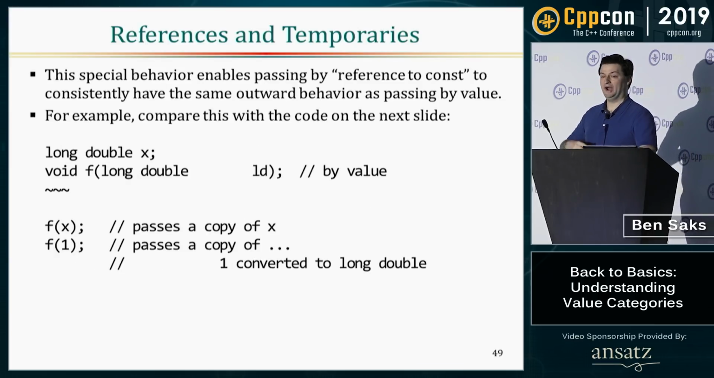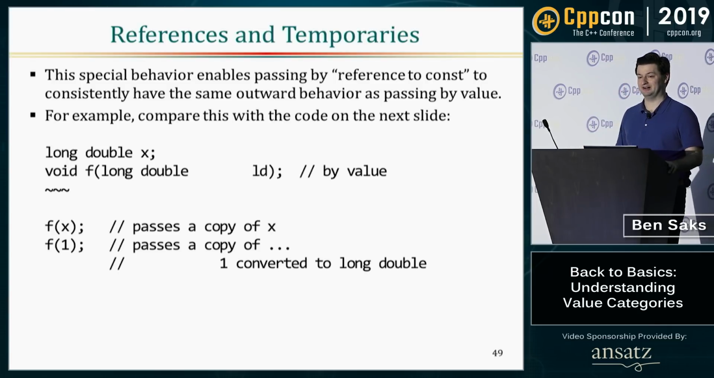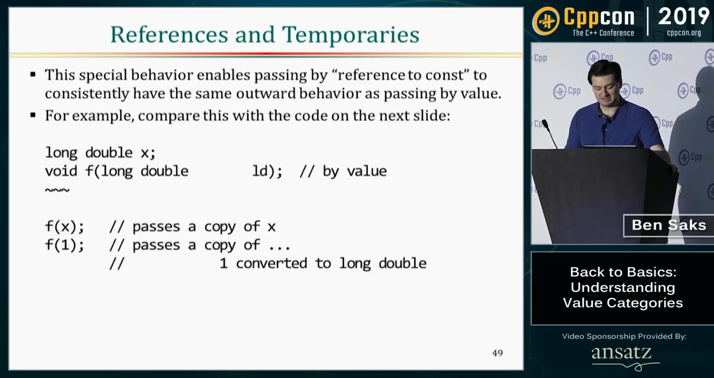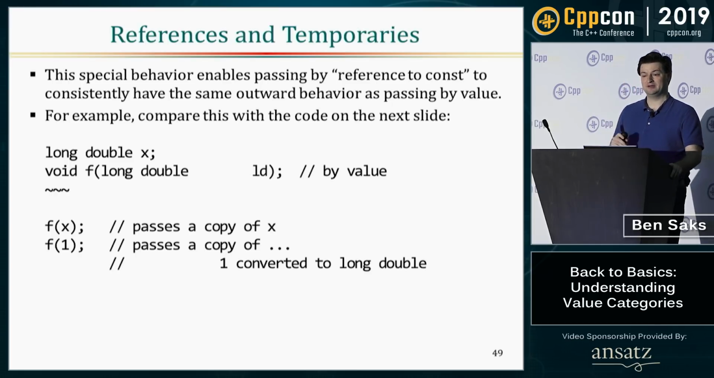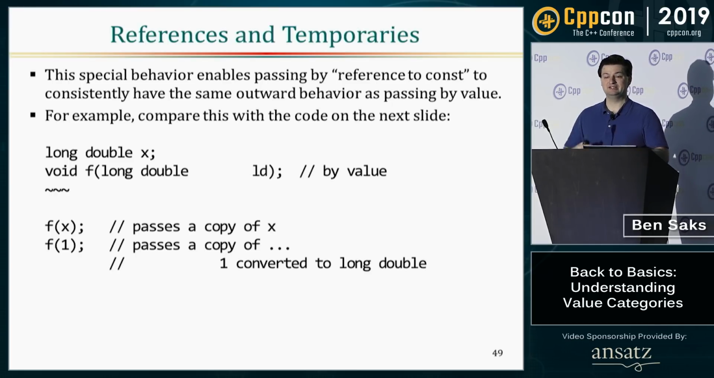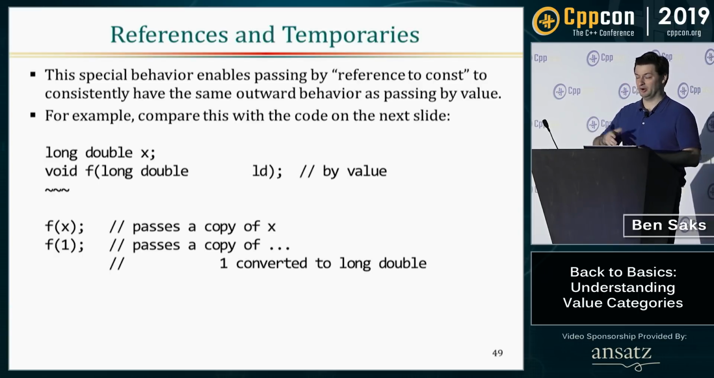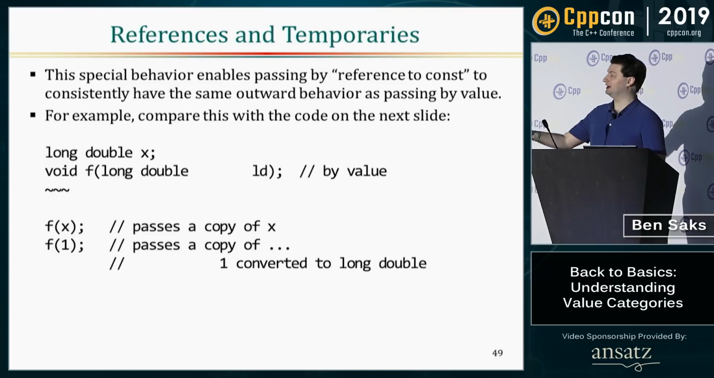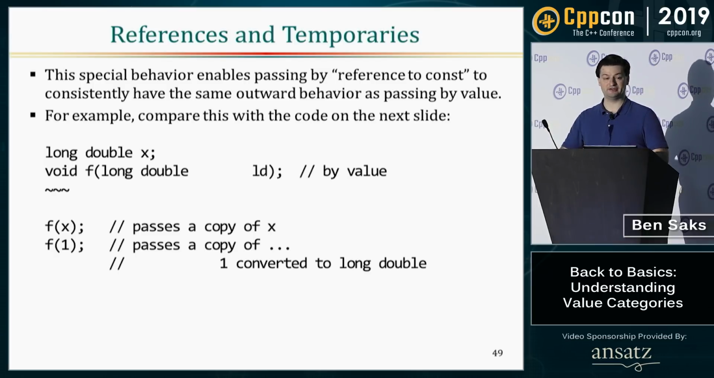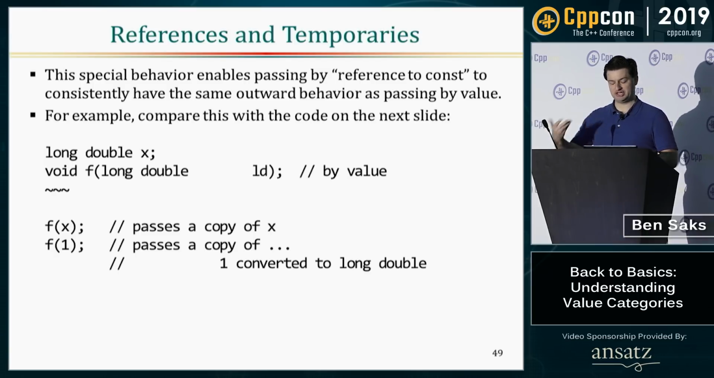So why is this so special? Why do things in this special way? Why does reference to const have to behave this way? It's done so that pass by reference to const is a viable replacement for pass by value. We want to be able to pass by reference to const instead of passing by value because it might be cheaper than passing by value.